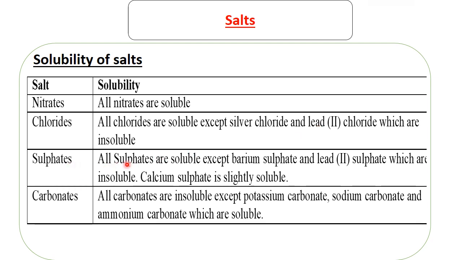Then we have sulfates. All sulfates are soluble except barium sulfate and lead 2 sulfate, which are insoluble. Calcium sulfate is slightly soluble. Lead is usually a villain, so even here, when it combines with sulfate, it is insoluble. Then calcium sulfate is slightly soluble. So these are the things to master.